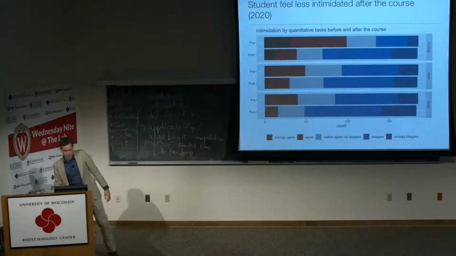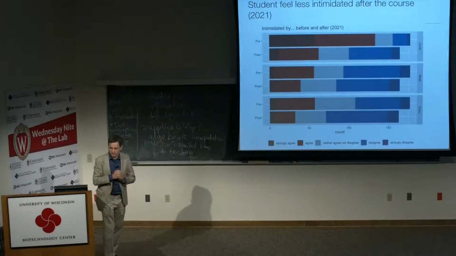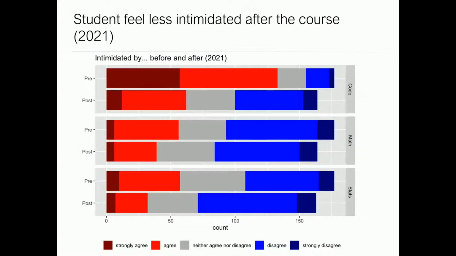And then I had a similar picture from last year, from 2021. Slightly different, but again a really substantial drop, especially for coding, which I guess makes sense because a lot of students were new to it prior to taking the course.